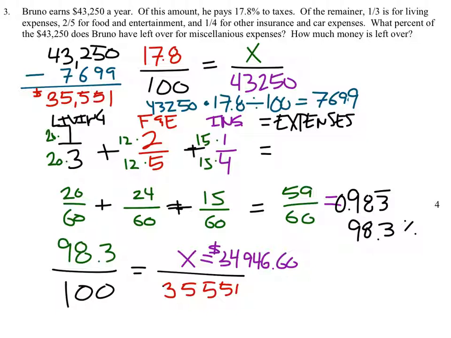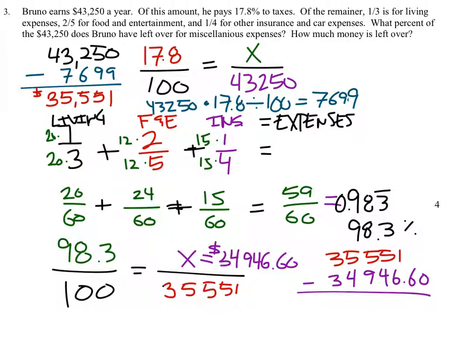All right, so in expenses, it looks like Bruno's paying $34,946.60. So we need to take that $35,551 and subtract that $34,946.60. And when we do this, this will tell us how much he has left over in the year. This is for the year to spend on miscellaneous purposes. Now notice he's already taken care of his living expenses, all right? So whatever's left is all fun and games.